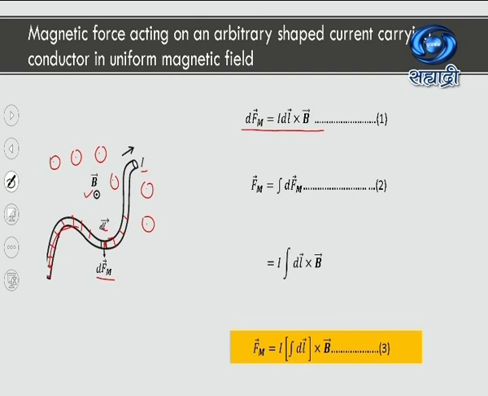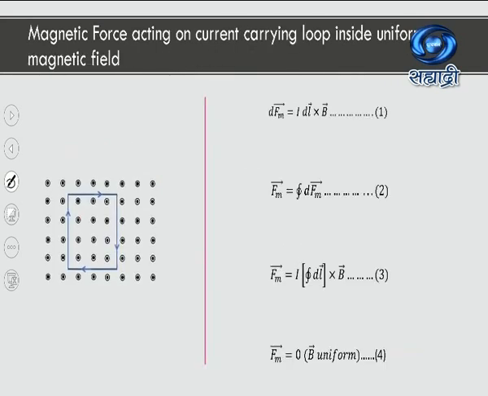So can we say that the net magnetic force Fm depends on the total length of that arbitrary current carrying conductor that is inside the magnetic field.